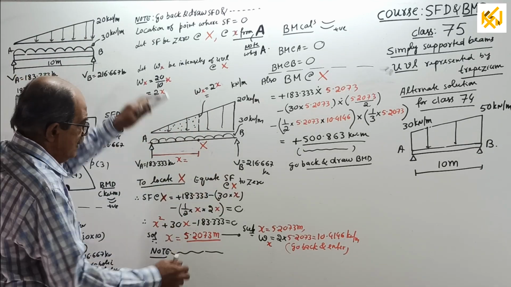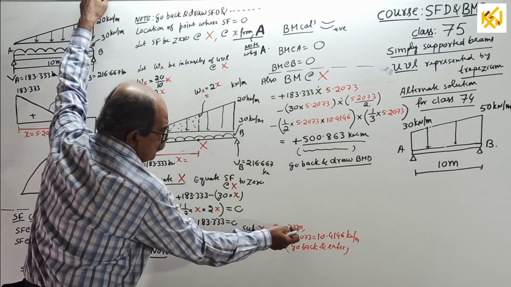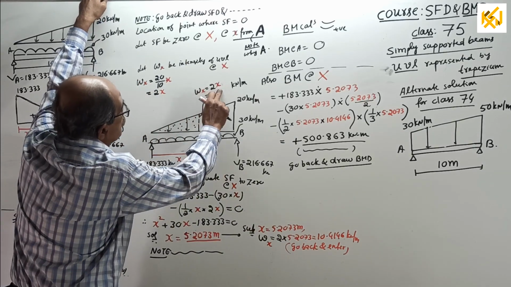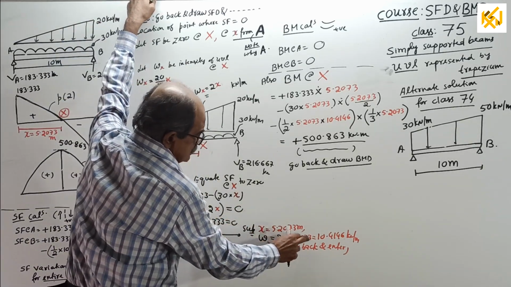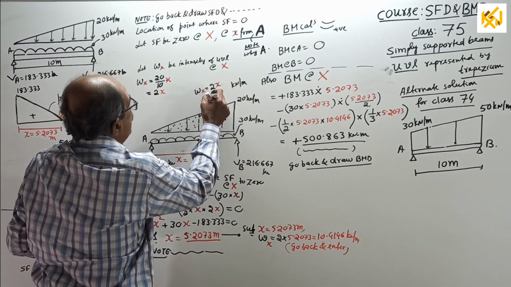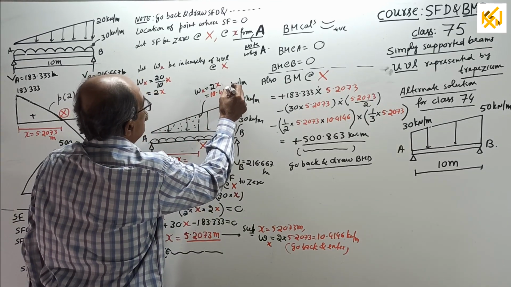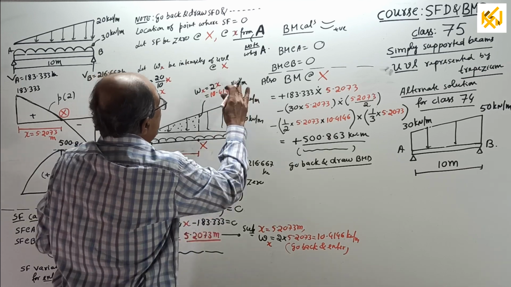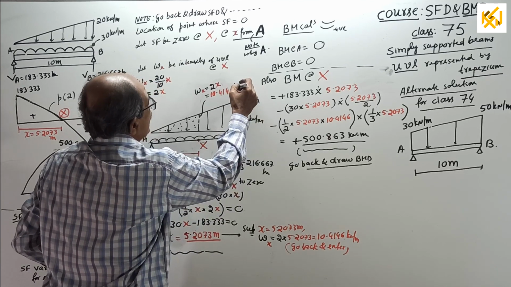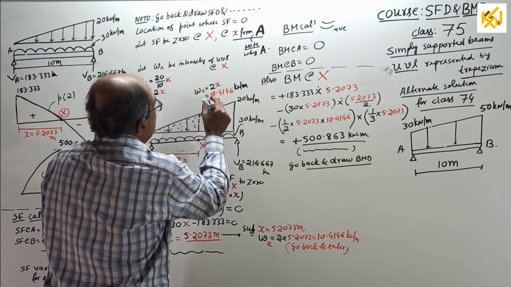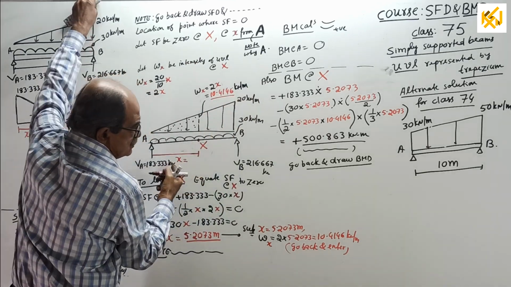And then immediately substitute X equal to 5.2073. This Wx will become 5.2073 into 2, which becomes 10.4146 kilonewton per meter. Make an entry. Why? This you enter. See, this is the actual entered value. X also, enter the X value.